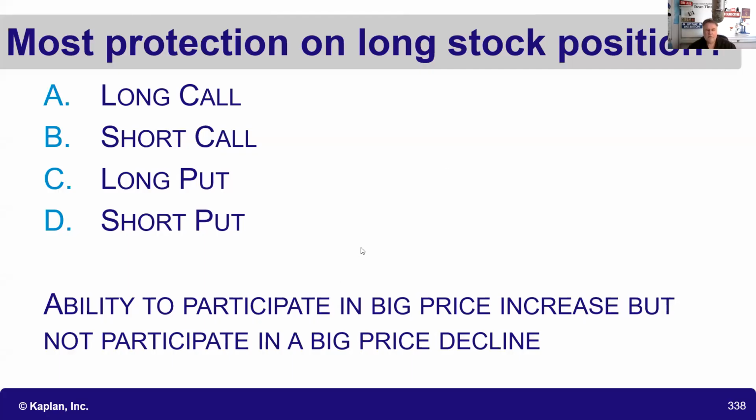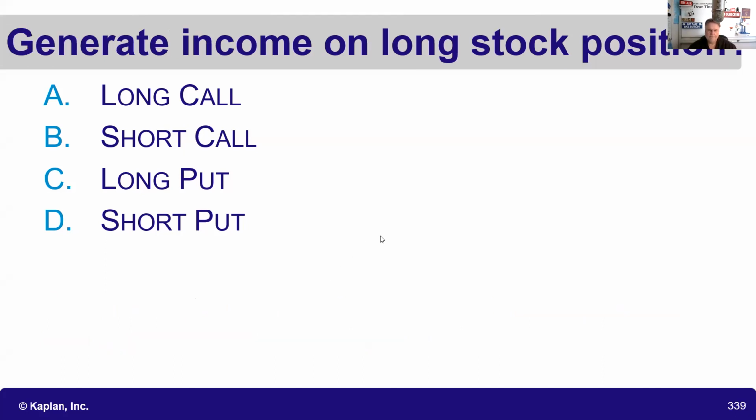All right, let's get into some option questions. So most protection on a long stock. Protection means you're going to buy an option. So you should have been able to get this to A or C. So protection, we're going to buy the option. And for income, we're going to sell the option. So the answer there is a protective put.